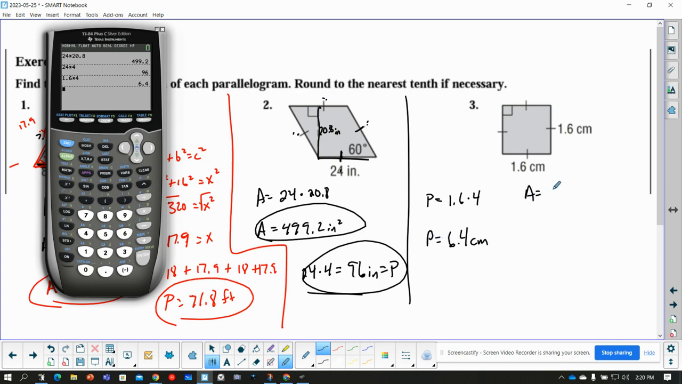The area is the base times the height, right? So the base, in this case, 1.6, and the height is 1.6. So base 1.6 times the height, 1.6. So 1.6 times 1.6, and I get 2.56. Rounding to the nearest tenth would be 2.6 centimeters squared. That is my area.